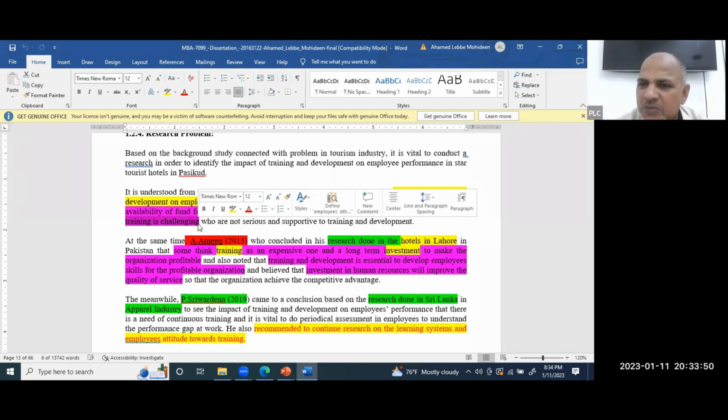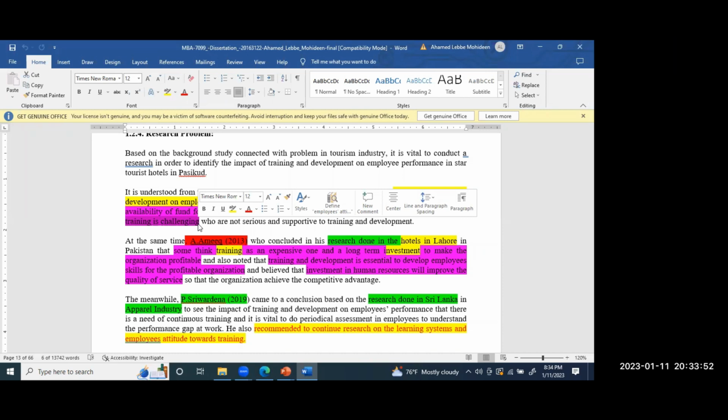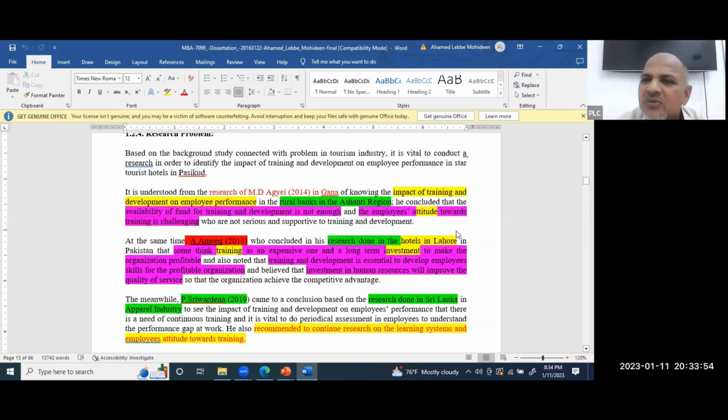Do you understand my research problem? Yes, sir. Where did I get this research problem? In the research of people who have identified it as a problem. Now I have taken their problem and tested it in my locality.